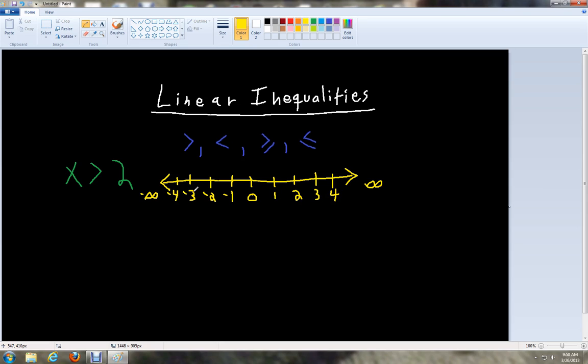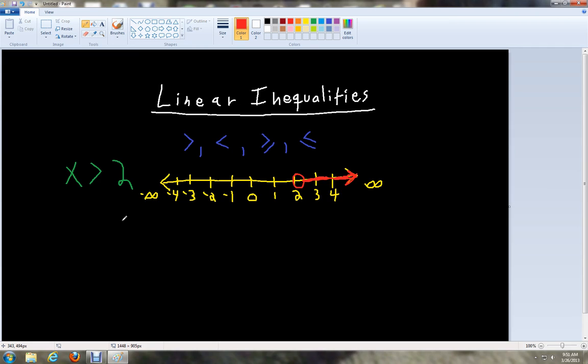So if we want to graph x is greater than 2, all of those numbers, then we start at the number 2, and if it's greater than 2, it's not equal to 2. So we're going to draw an open circle, not coloring 2 since we're not including that number, and then shade all of the numbers to the right of 2 that are greater. That is the way we graph x is greater than 2.